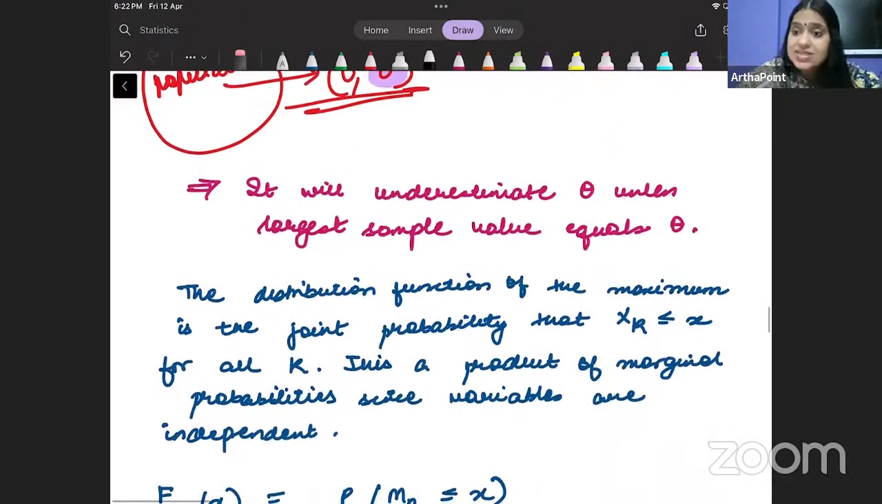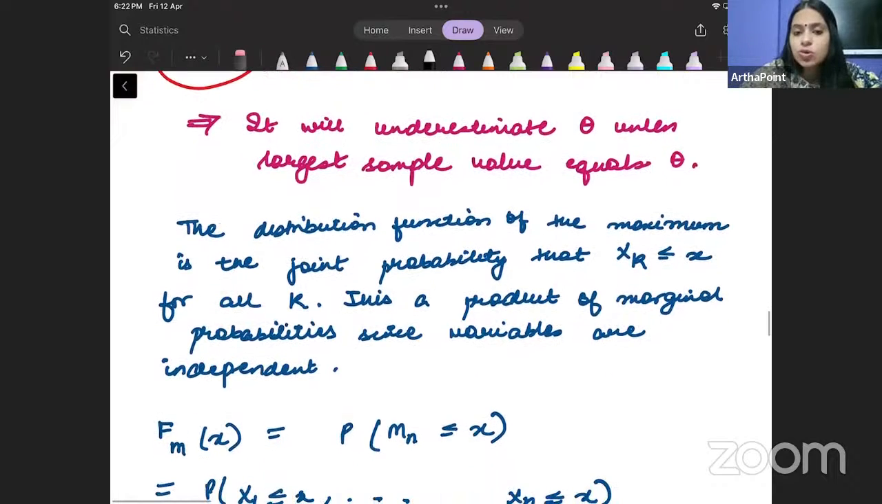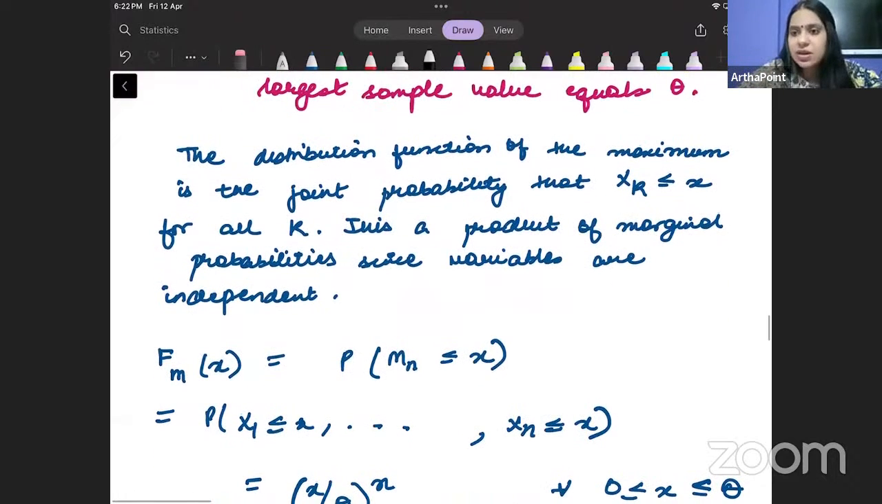But it can be less than theta, like the example I showed you. It can underestimate theta, right? So this is exactly what this example is talking about: you may not be able to overestimate theta, but you can definitely go ahead and underestimate theta. Am I clear with this?